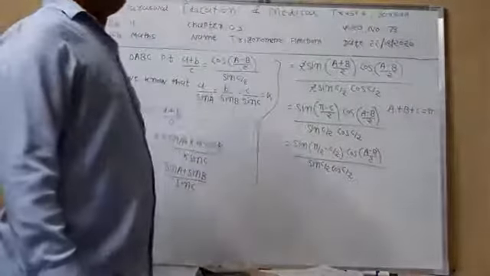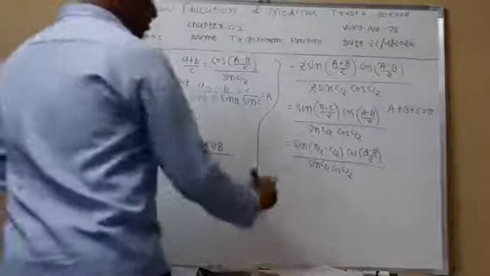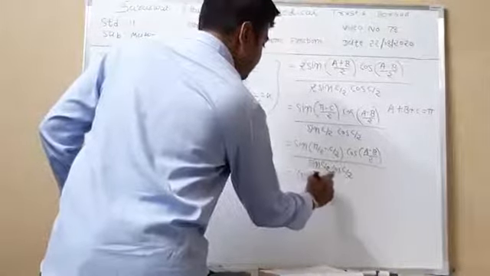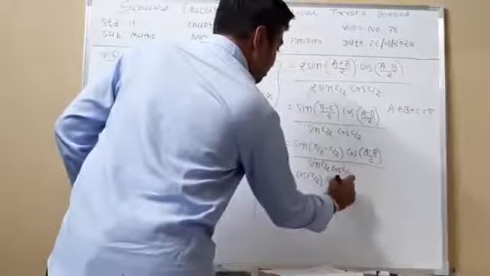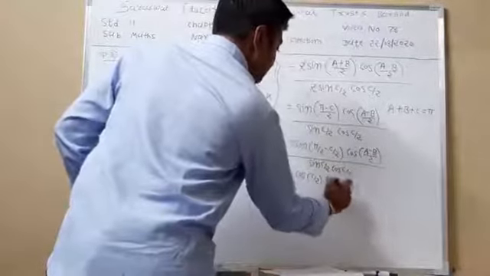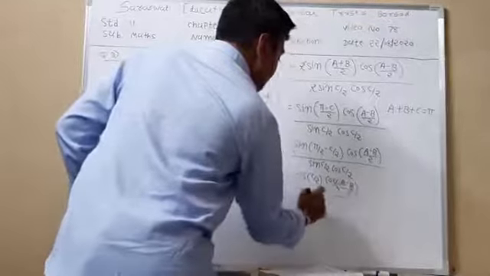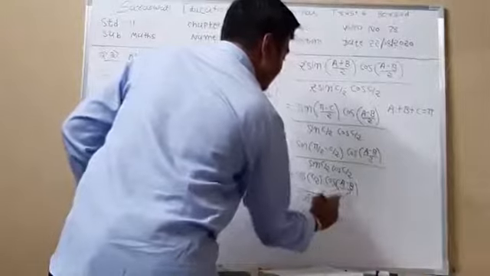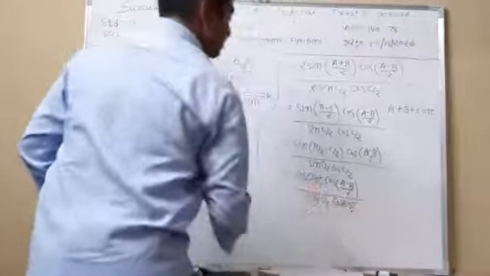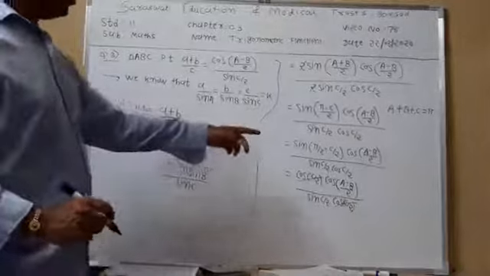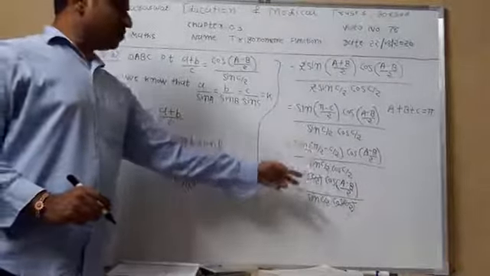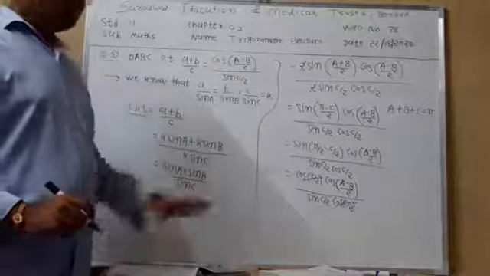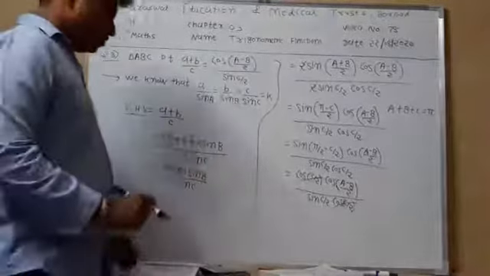Now sin pi by 2 minus theta, that means cos theta. So we write cos of bracket C by 2 into cos A minus B upon 2, upon sin C by 2 into cos C by 2. Cancel out this term. So the remaining term, cos A minus B upon 2 upon sin C by 2, is our answer. So here our proof is over.